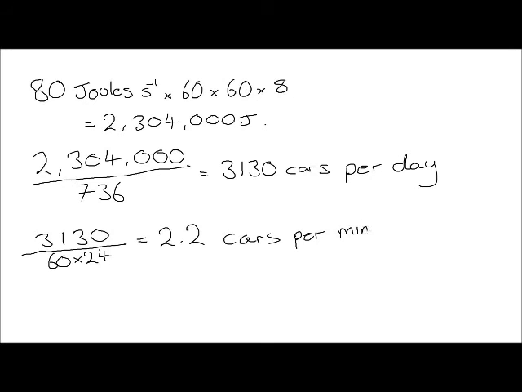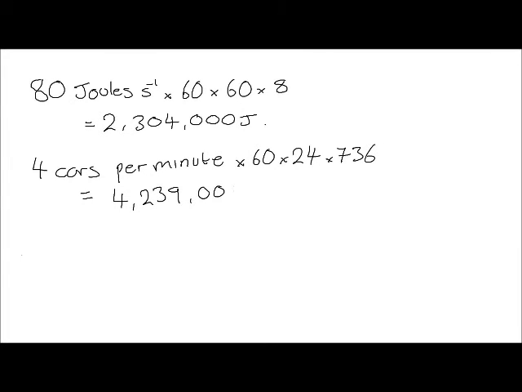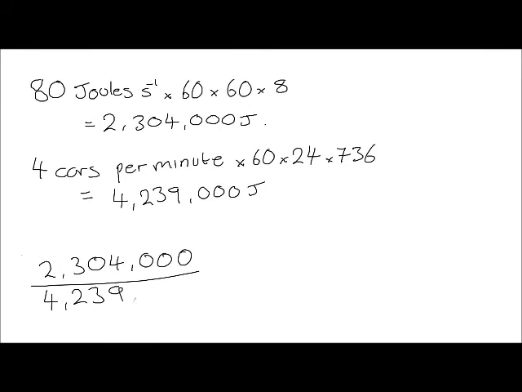Our system requires 2,304,000 joules of energy per streetlight to operate. Using our figure of 4 cars per minute, the average output energy is 4,239,000 joules. This means our system can have an overall efficiency of 54% and still operate.